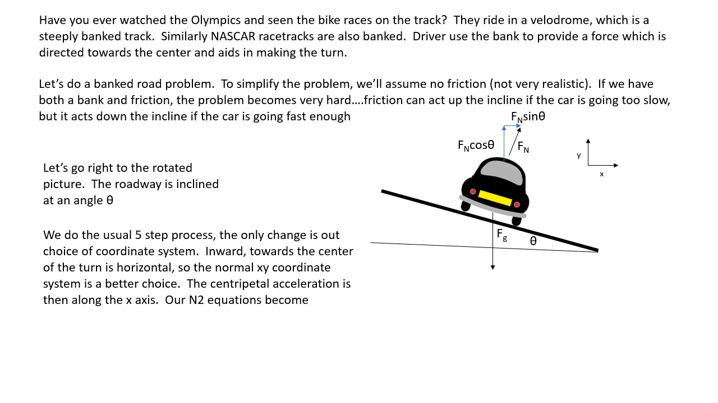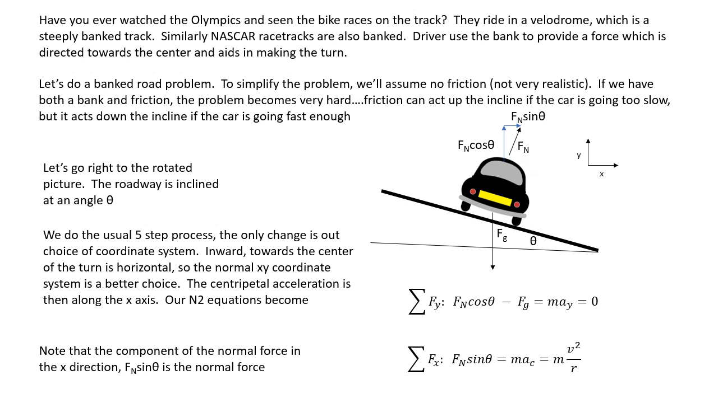I'll do the 5-step process. As I mentioned before, we changed our coordinate system. The centripetal acceleration is going to be along the x-axis. Our N2 equations then become the following. Fn cosine theta minus Fg is equal to m a sub y, which is 0 because it's a car and not a bird. And then my x equation, Fn sine theta, is equal to m v squared over r. Note that the component of the normal force in the x direction, the Fn sine theta, is the only force directed toward the center.